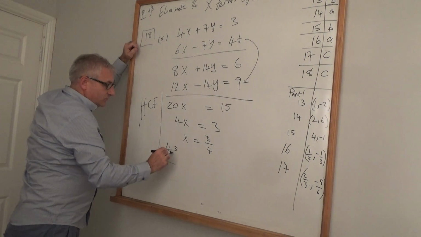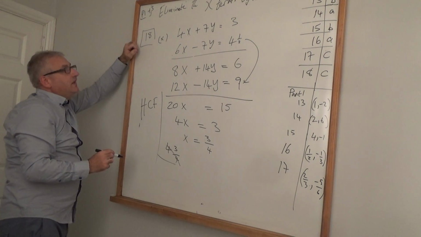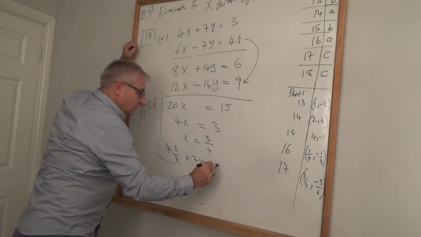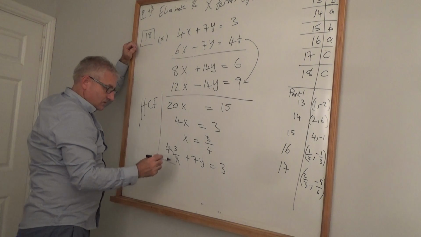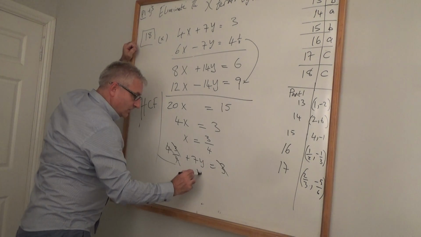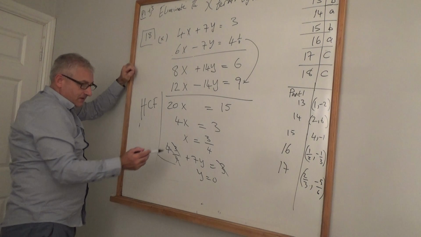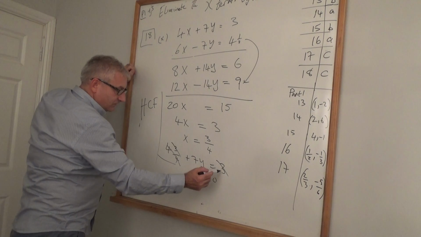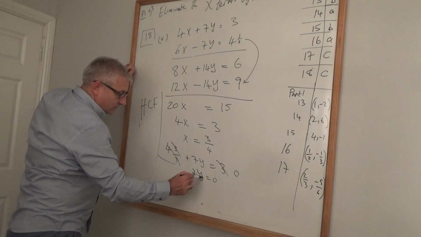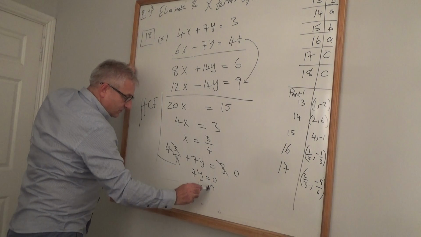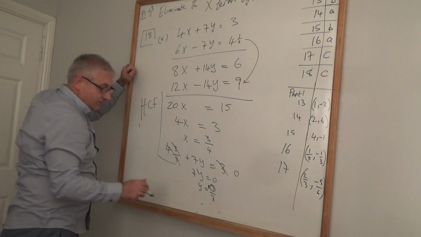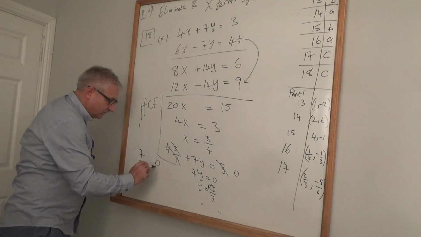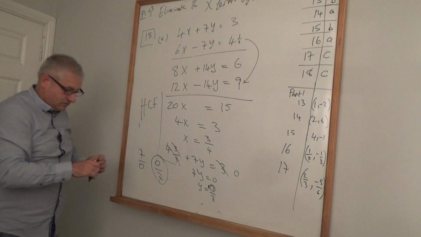4 times 3/4, they cancel, plus 7 times y equals 3. Now the 3's cancel, so y is 0. That was pretty tricky. The 3's cancel, they're on either side, so that 3 is gone. Now if 7y equals 0, then y equals 0 over 7. Now you know that you're not allowed to divide by 0, and this might frighten you for a second, but this is not 7 over 0, this is 0 over 7. And it's perfectly valid, it just happens to be 0.